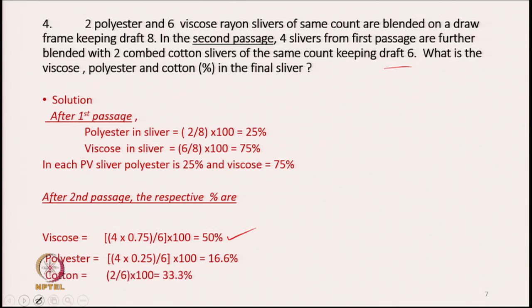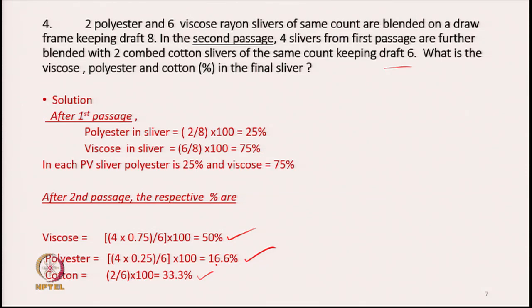And last comes the cotton percentage. So, there are 2 cotton slivers, both the slivers are 100% cotton. So, now in this case it will be 2 into, actually, 1, we have not mentioned 1. So, it is basically 2 into 1 divided by 6. So, it is basically 2 by 6 into 100, that is 33.3%. Therefore, we can calculate viscose percentage, polyester percentage and cotton percentage.